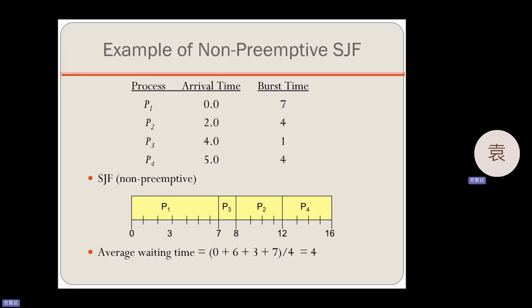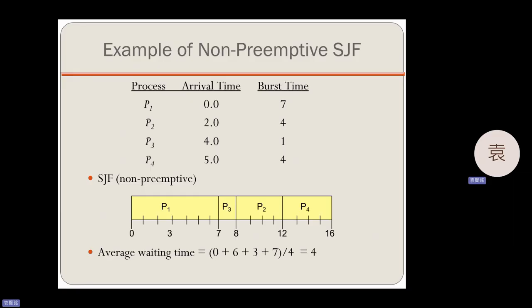And P3 started at time unit 7, but it arrived at time unit 4, so it will be 7 minus 4, which is 3. For P4, it started at time unit 12, but it arrived at time unit 5, so it's 12 minus 5, which is 7. So 0 plus 6 plus 3 plus 7 divided by 4 is 4. So for non-preemptive shortest job first scheduling, for this set of processes, the average waiting time will be 4.